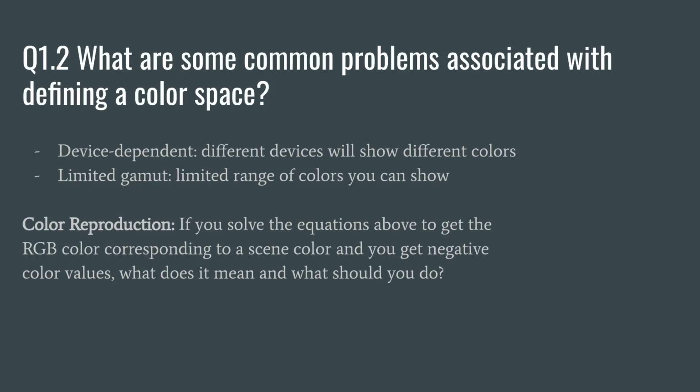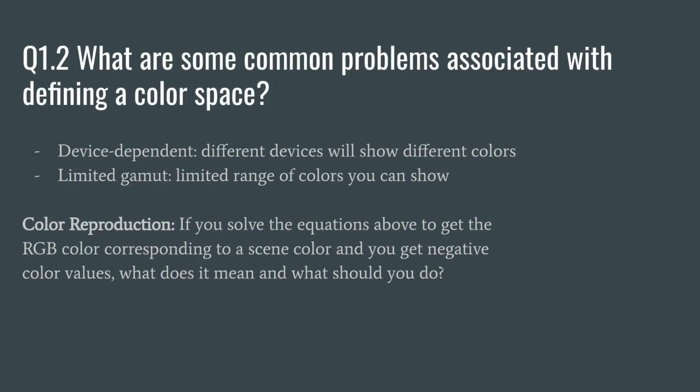And then another common problem is limited gamut. So there's a limited range of colors you can show. We talked about that in lecture, but essentially if you use 3 values to parameterize all of the different colors that a human can see, a lot of these color spaces are going to leave out some of the colors, and that's just a limitation.